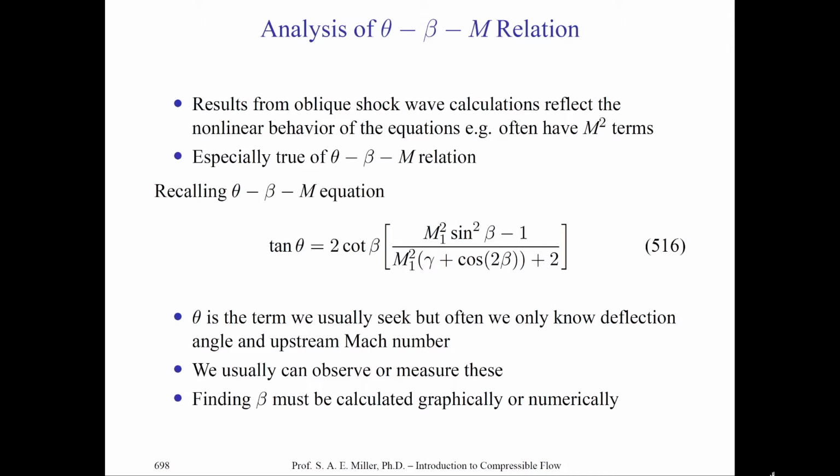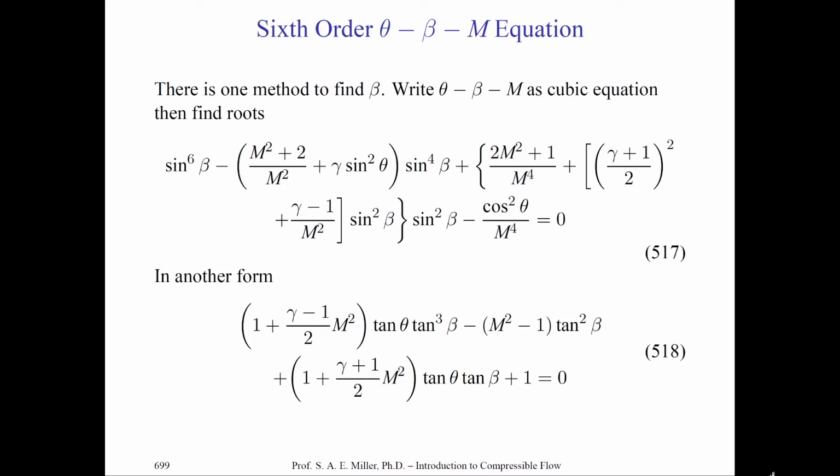Now, if we want to find beta, of course, it's not that hard, because we can find numerical solutions today or find it graphically with the chart, which is of course also created with numerical solutions because we don't have a closed form solution. Maybe. There is one method, at least one that we know of, to find the wave angle beta. Let's do this now, and you'll find this is an interesting approach to analyze this type of equation. Write out the theta-beta-Mach number equation as a cubic equation, and then find its particular roots.